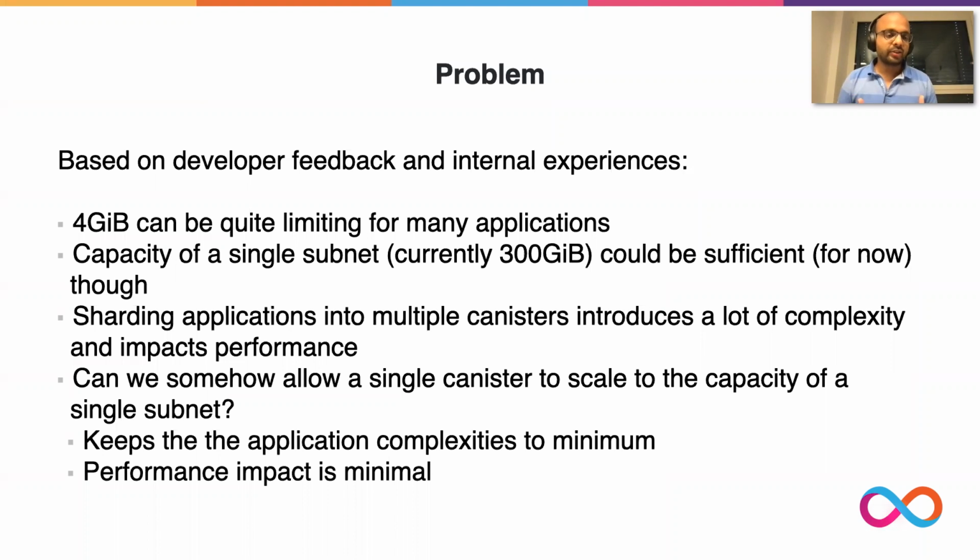So what we realized is that if we somehow allow a single canister to potentially scale to the capacity of the entire subnet, that would make writing applications that can use up to 300 gigs, or whatever the capacity of the subnet is, much simpler to achieve, and also keep the performance impact to a minimum, because now you don't need to send messages to other canisters to get the data that you want.